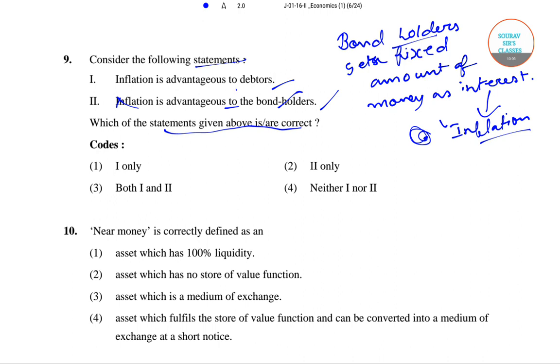And for debtors, inflation is what? Is it advantageous or not? For question number 9, the right answer is only A, because inflation is always advantageous to debtors, that is those who borrow the funds, as the value of money has fallen, so now it is advantageous to debtors. So for question number 9, the right answer is option A, that is option 1.